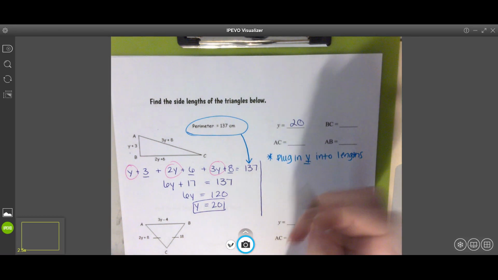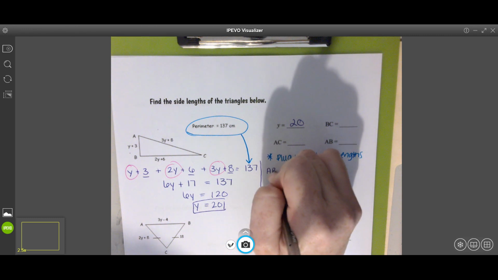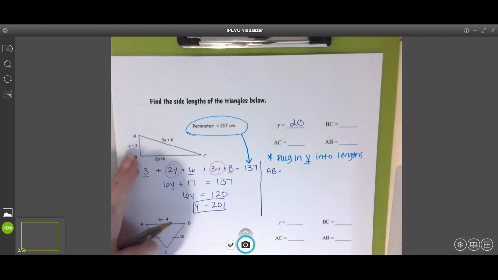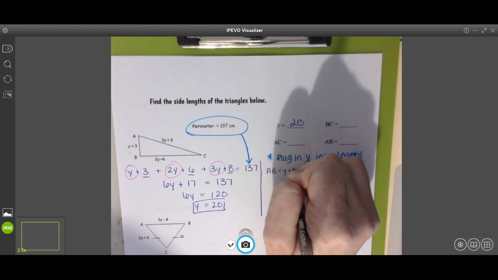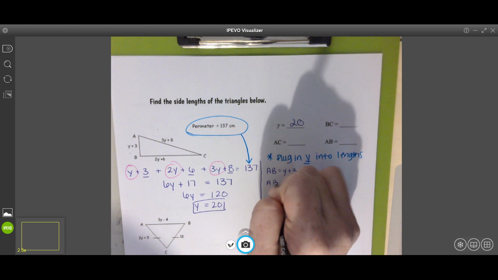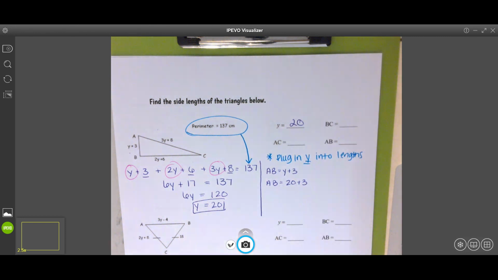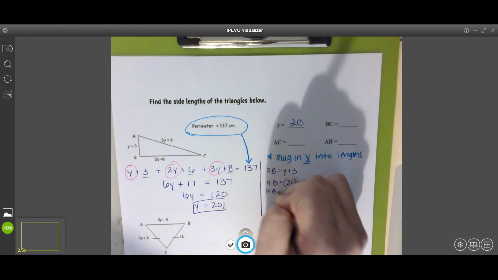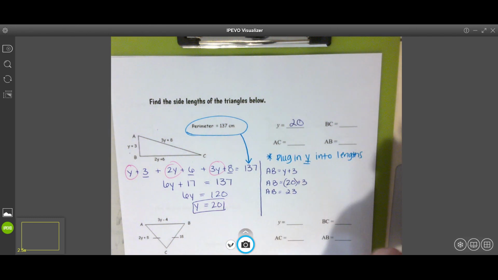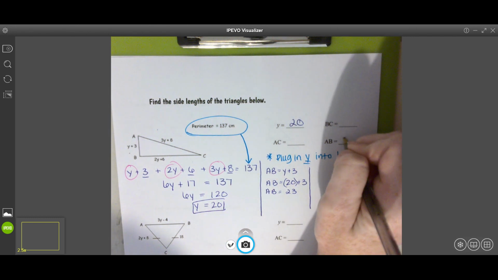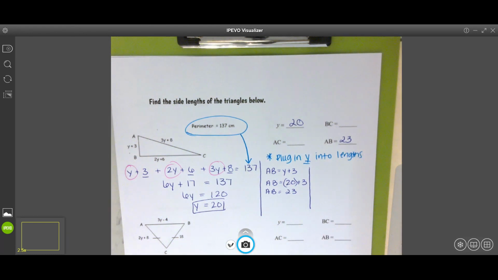I'm going to start with AB. So AB, that expression is y plus 3. So AB equals 20 plus 3. Okay, I'm putting parentheses around to show that substitution. So AB is then 23. So I'll fill that in right there.